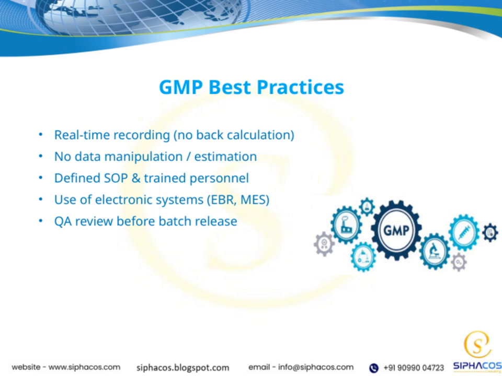We also make use of electronic systems like electronic batch records, or EBR, and manufacturing execution systems, MES, to streamline data collection and improve traceability. Finally, before releasing any batch, a thorough quality assurance review takes place. This step acts as a final check to confirm everything meets our quality standards. These practices collectively support the overall goal of GMP, to produce safe, effective, and high-quality products.